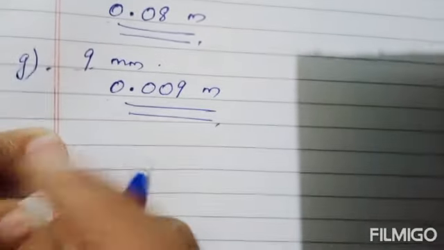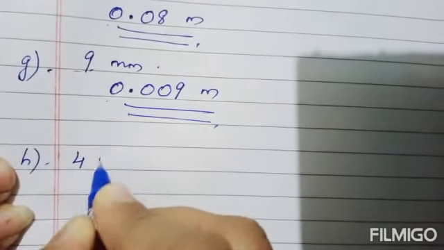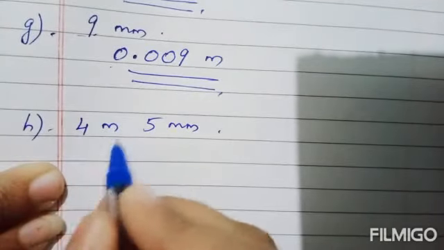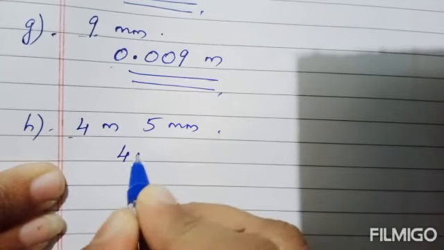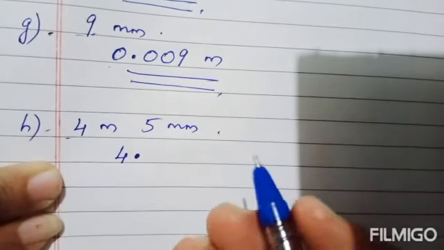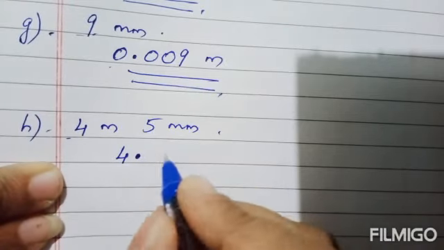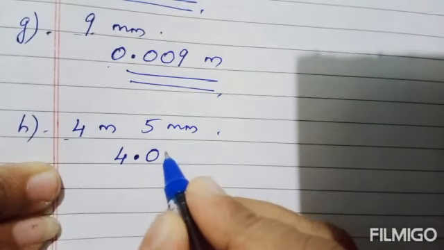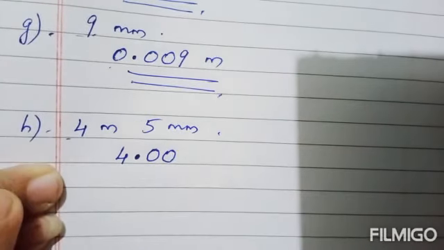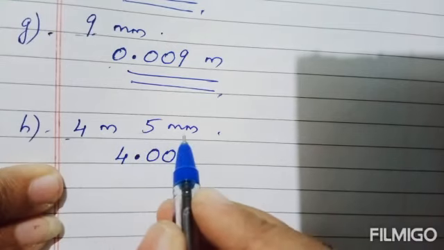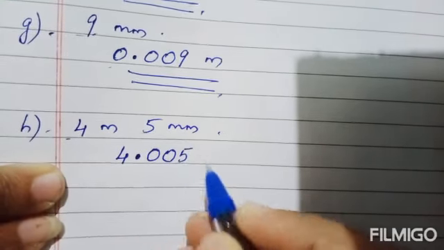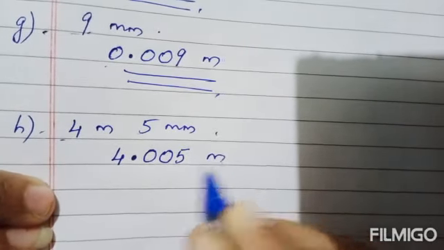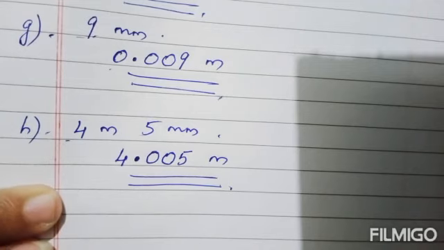Now H, 4 meter, 5 millimeter. Here meter is given, 4 meter, so 4 point. Now decimeter is not given, so put 0. Next, centimeter is also not given, so put 0. Millimeter, 5 millimeter is given, so in the millimeters part, or in the thousandth place, you can write 5. 4.005 meter. This is the answer.